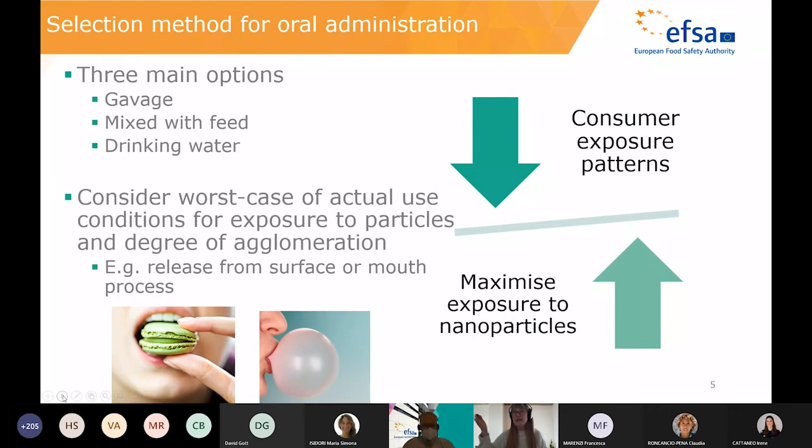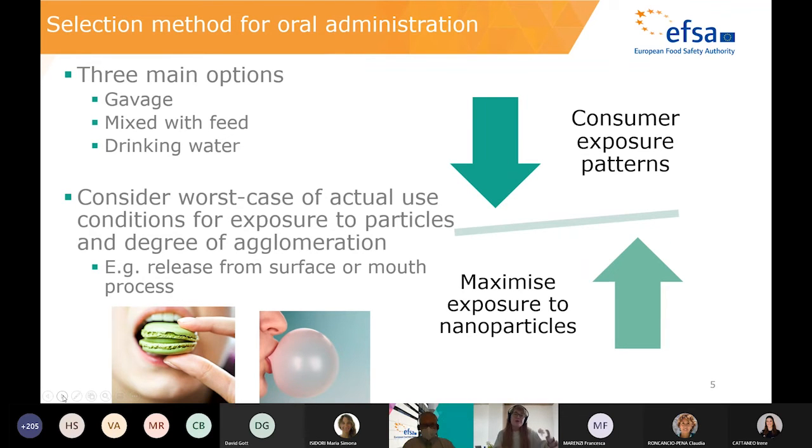Gavage has also been used in several studies with the conventional material, but you must always remember to put arguments that this is the most appropriate route of exposure. And in a 90-day study for nanomaterials by gavage, we advise that you consider a satellite group which is exposed, which represents this worst case of actual consumer exposure in feed, for example, if it is used in solid feeds, solid food products.